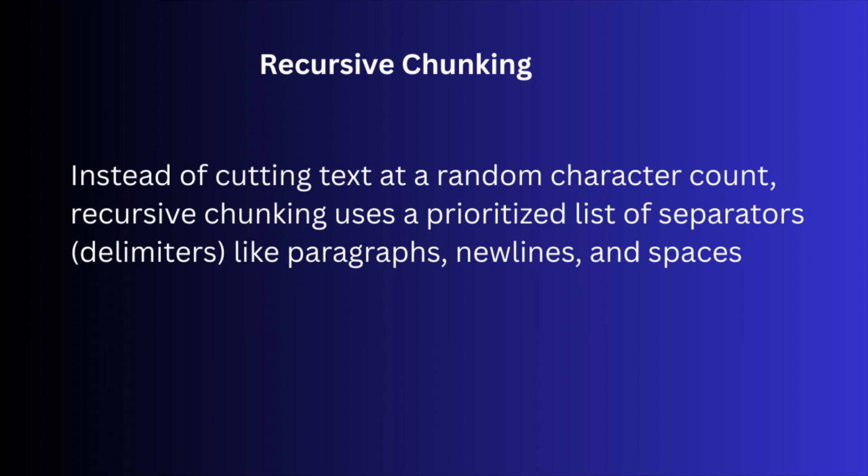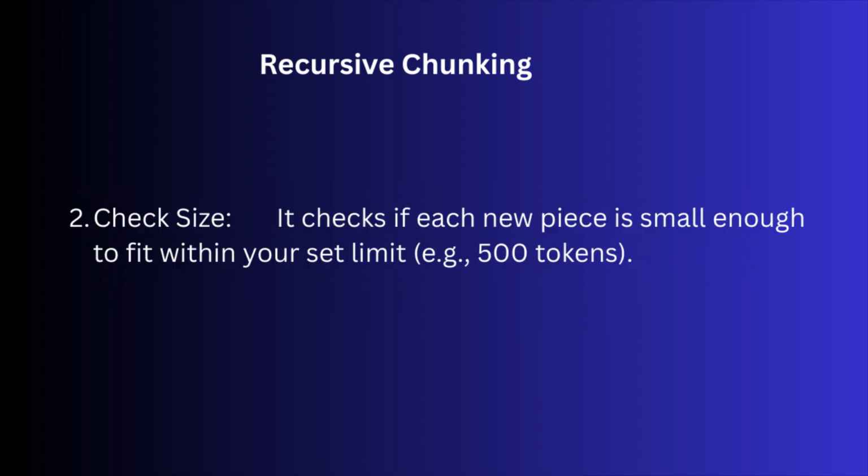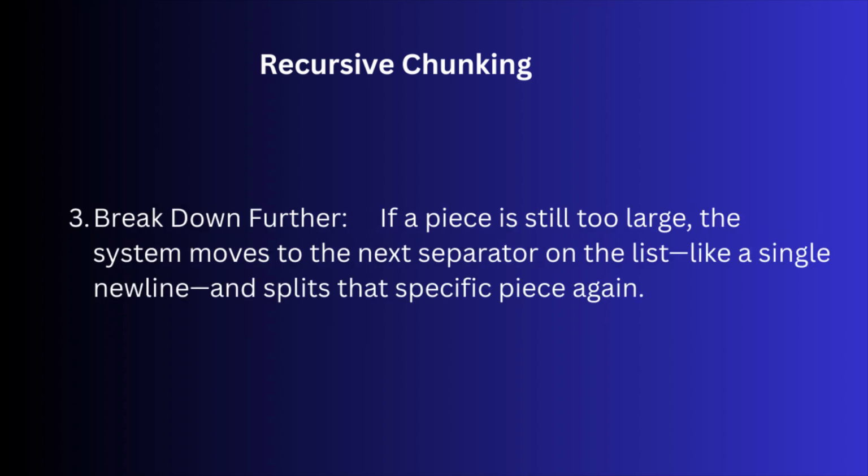Recursive chunking. Instead of cutting text at a random character count, recursive chunking uses a prioritized list of separators like paragraphs, new lines, and spaces. The system first tries to split the text into large pieces using the highest priority separator, such as double new lines. Then it checks if each new piece is small enough to fit within your limit. Then it breaks down further.